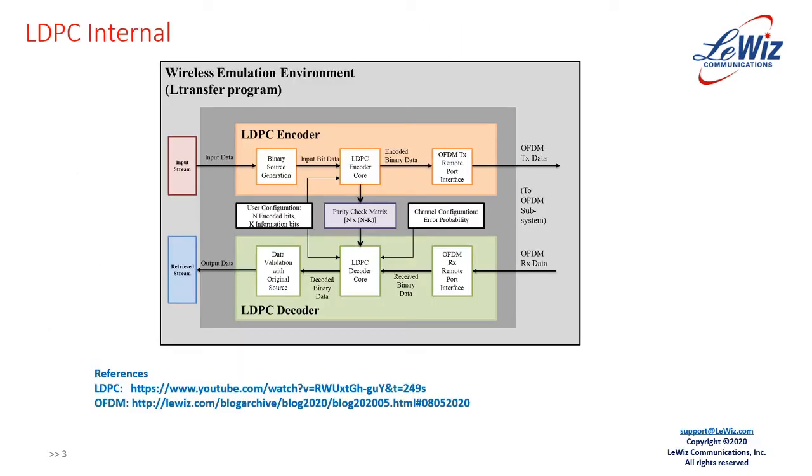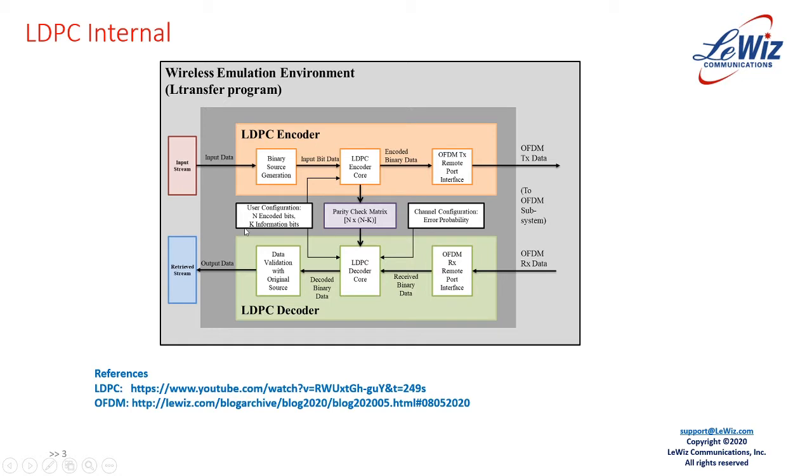This diagram shows you the internals of our implementation. It consists of an encoder on the top and a decoder on the bottom. On the left-hand side is the input data stream and then the output data stream. On the encoder side, the code takes in one packet at a time, or a block of data at a time, and feeds that into the encoder core, and then it generates the data out and sends it to what we call the remote port to interface to the OFDM subsystem.